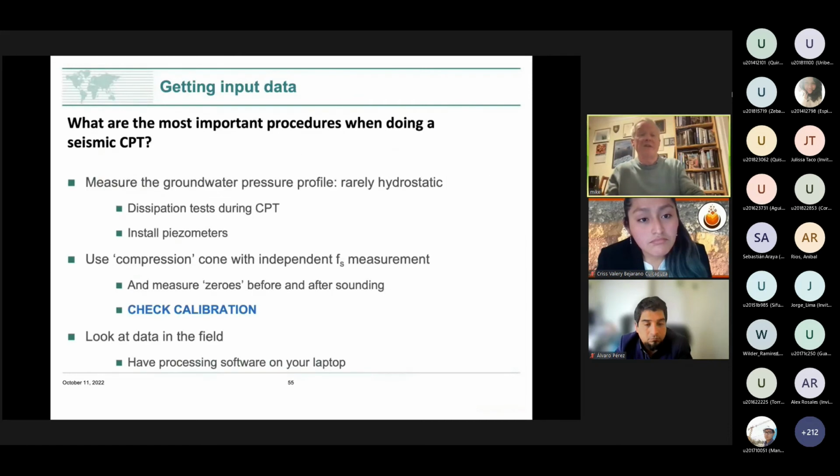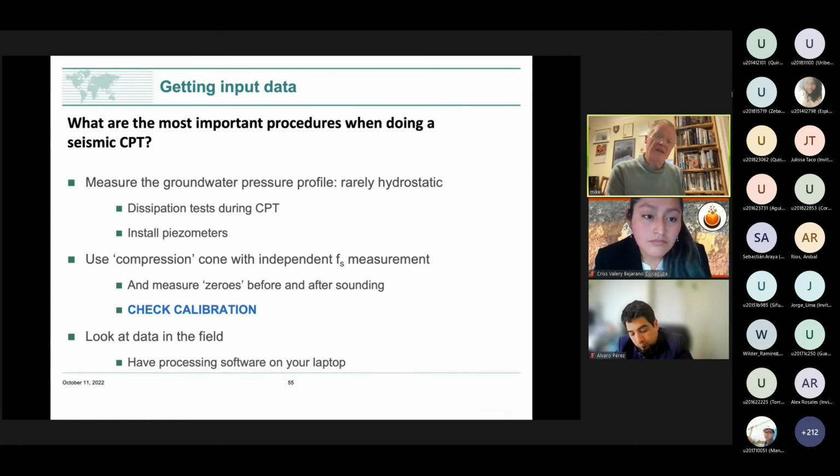Okay, the next question I was asked was, what are the most important procedures when doing a seismic CPT? Well, that's an interesting question. The first one is to measure the groundwater pressure profile. In tailings in particular, it's rarely hydrostatic. And the problem is, if we get the groundwater pressure profile wrong or inaccurate, everything else will be wrong. It's as simple as that. So we really absolutely have to tie it down.